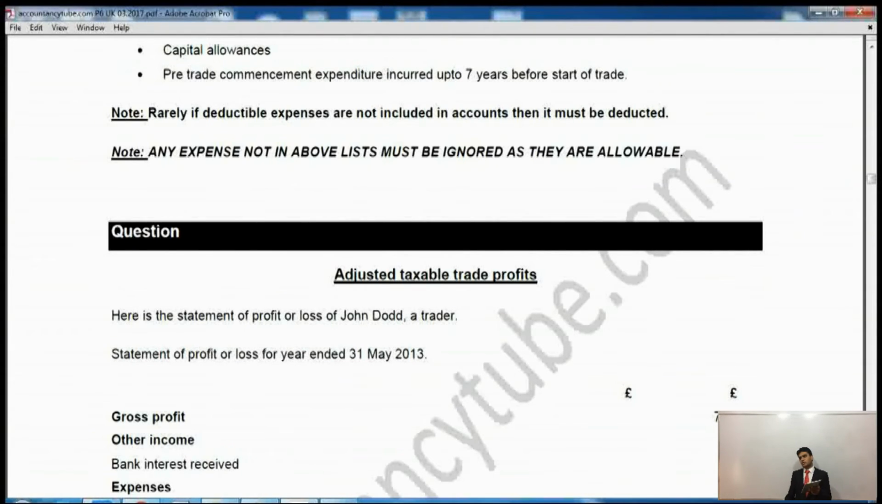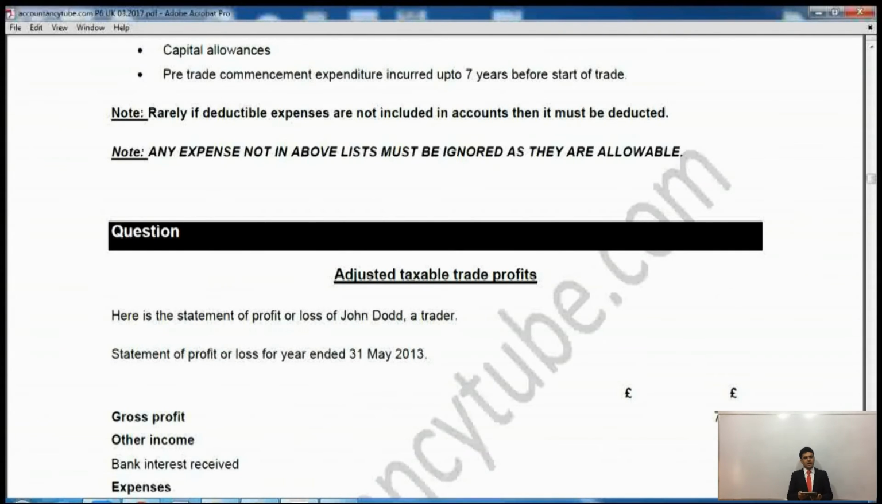And another thing is pre-trade commencement expenditure incurred up to 7 years before trade. So if you haven't started the trade yet, say for example this AccountancyTube has incurred some expenses before it was even launched, right? Those expenses, if they were incurred up to 7 years before launching, are deductible. Now in the notes it says rarely, if deductible expenses are not included in the accounts, then they must be deducted. Any expense not in the above list must be ignored as they are allowable. If there isn't any expense, they must be ignored.